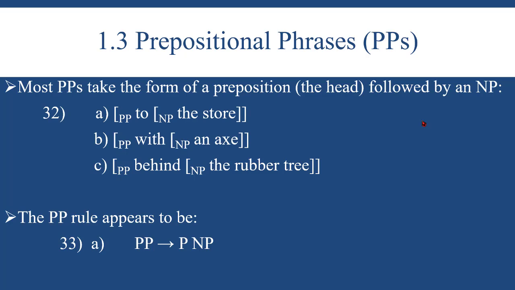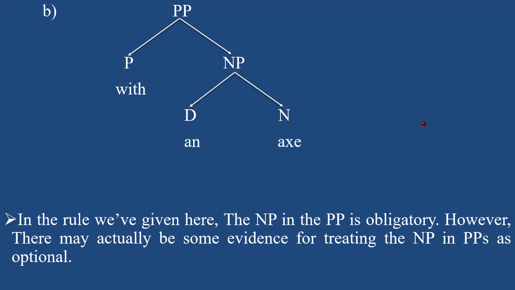So the PP rule appears to be, this is the phrase structure rule for the preposition phrase in general. So a PP, or a preposition phrase, consists of a preposition and an NP. Both of them, as you can see, are obligatory, so we don't have this optionality like the one we had in previous categories.